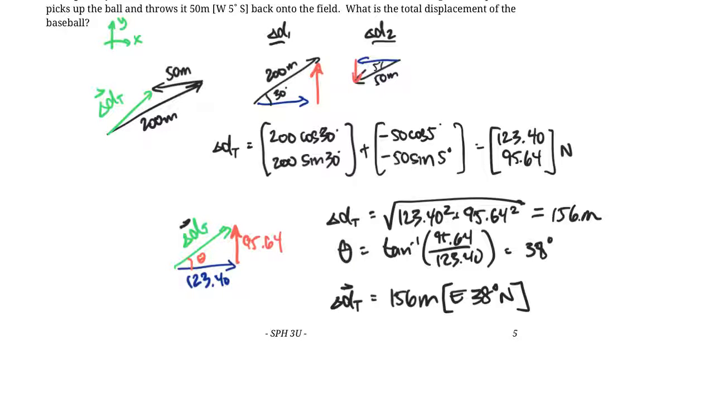So there we go. This one only had two displacements, right? The first displacement, both of the components were positive. The second displacement, both of them are negative. And if you add them up, that's what you get for your resultant displacement. That's what the final triangle looks like. And then solving for your answer, you get 156 meters east, 38 degrees north.